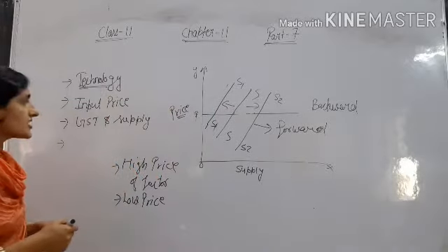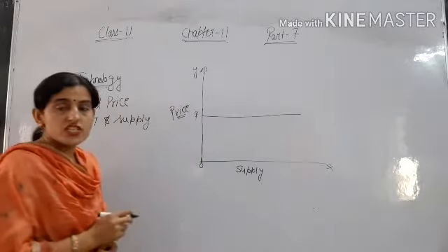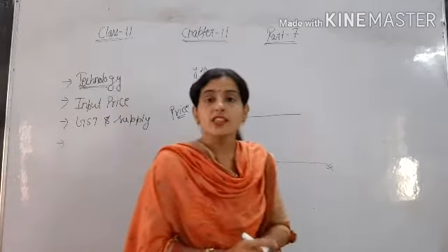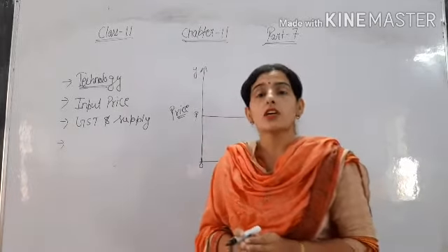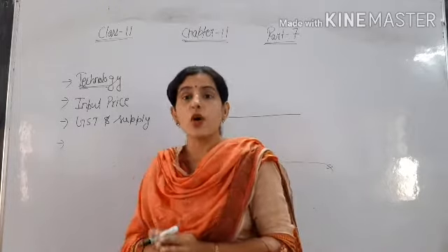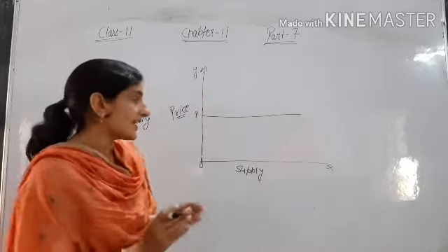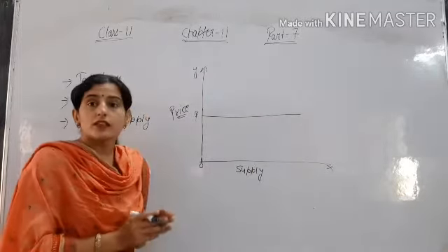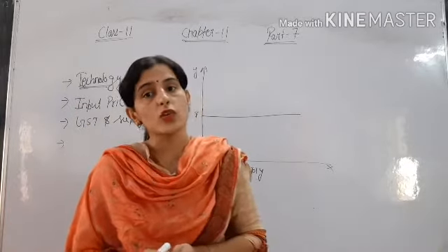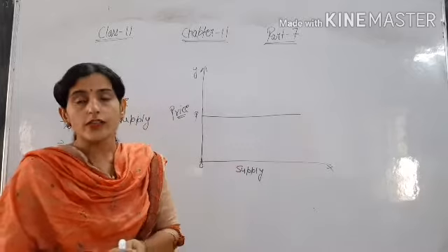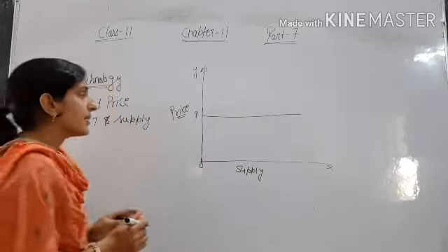The next is GST and the supply curve. GST means goods and services tax. It is imposed on the value of the goods. If there is GST on the goods, meaning tax on the goods, then the cost of the goods increases. Due to the increase in the cost of the goods, there is less supply of the goods.